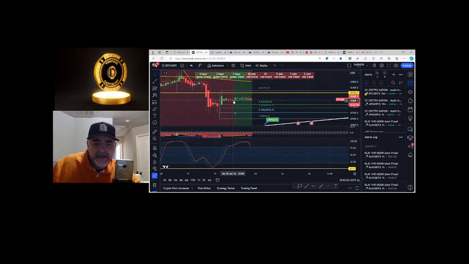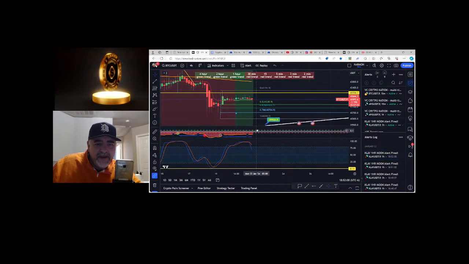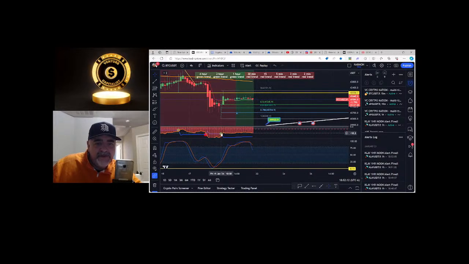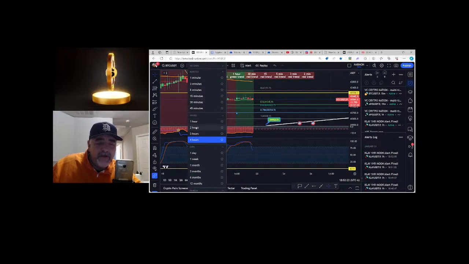Looks like Saturday it popped out of its trend and it moved to the upside, but it was unable to make any momentum. The 4-hour is heading down right now, so that means that it's in a short move right now. So Bitcoin's in a short move on the 4-hour RSI.